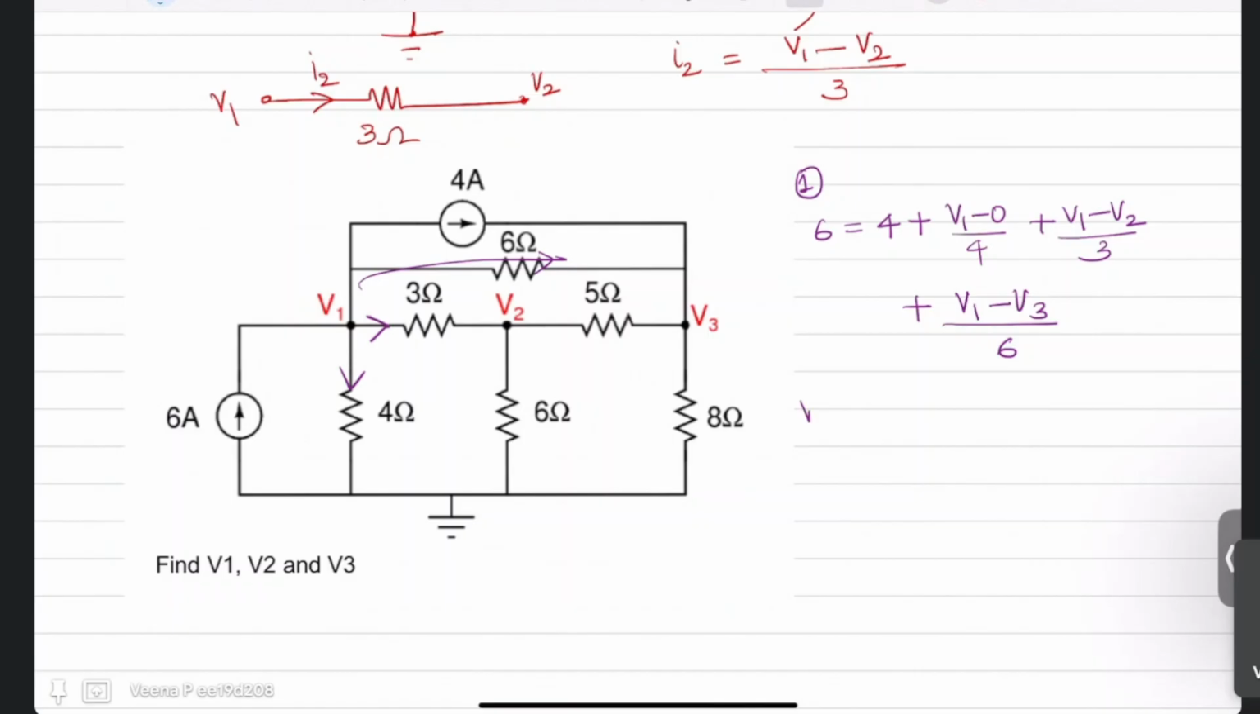If you separate the coefficients of V1, V2, V3: the coefficient of V1 is 1 by 4 plus 1 by 3 plus 1 by 6. Coefficient of V2 is minus 1 by 3. Coefficient of V3 is minus 1 by 6, which is equal to 6 minus 4, which is 2. So this is your first nodal equation.